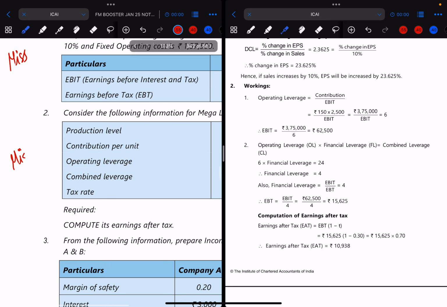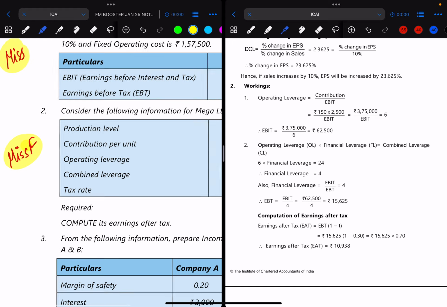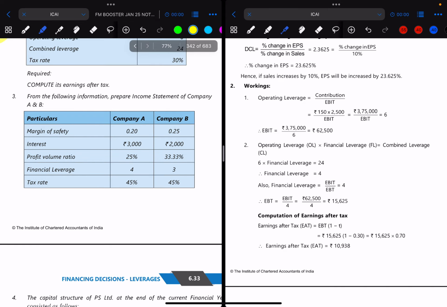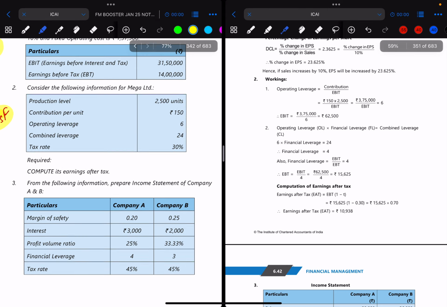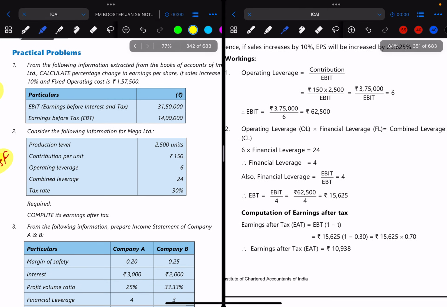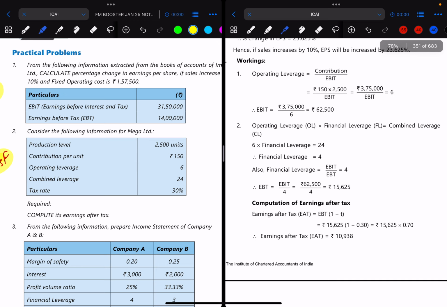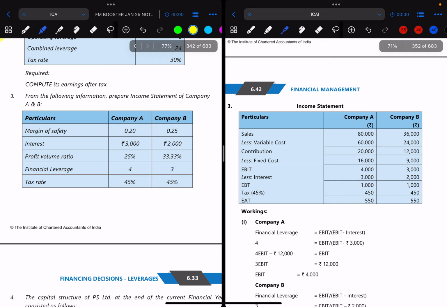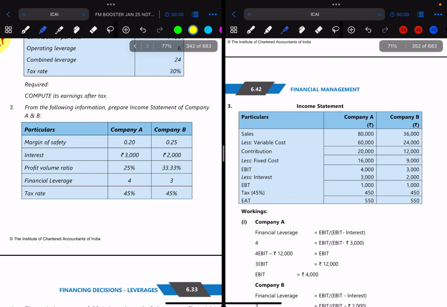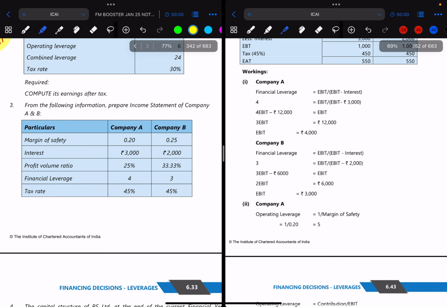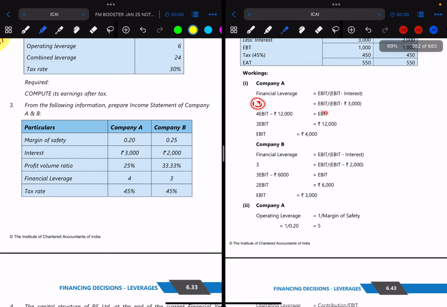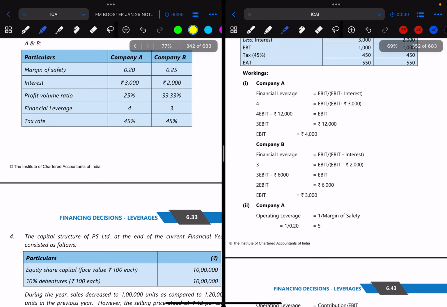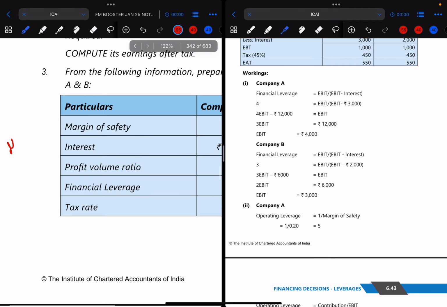Even this is also a missing figure. Okay, so the next one is prepare an income statement. This one we have already done. This isn't a big deal, we have done this kind of thing in the illustration, so just go for it and prepare an income statement. Even this is the same thing, literally the same one we have done, so no need to worry. And this is a missing figure.